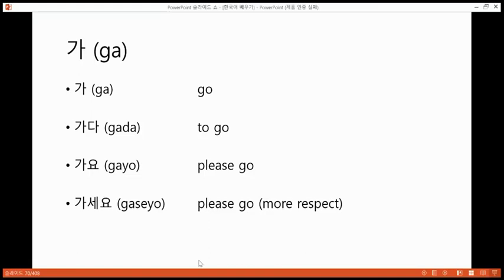Okay, let's say I go, 가요. Are you going or do you go? 가요. Please go. So depending on the intonation you put, and we can make more respect by changing 요 into 세요. Can you say 세요? Okay, 가세요.